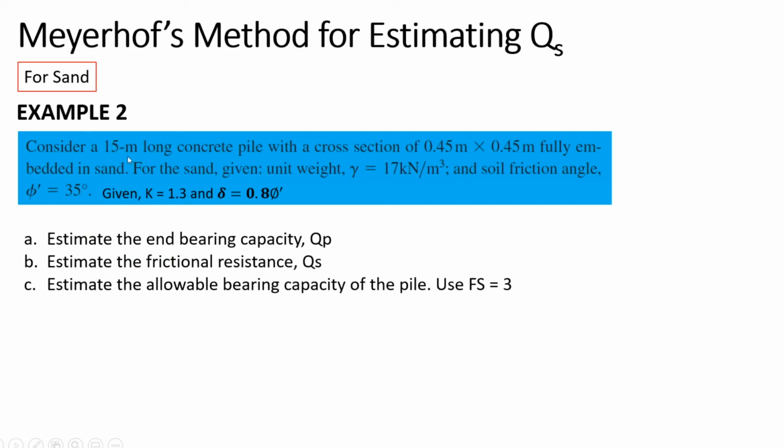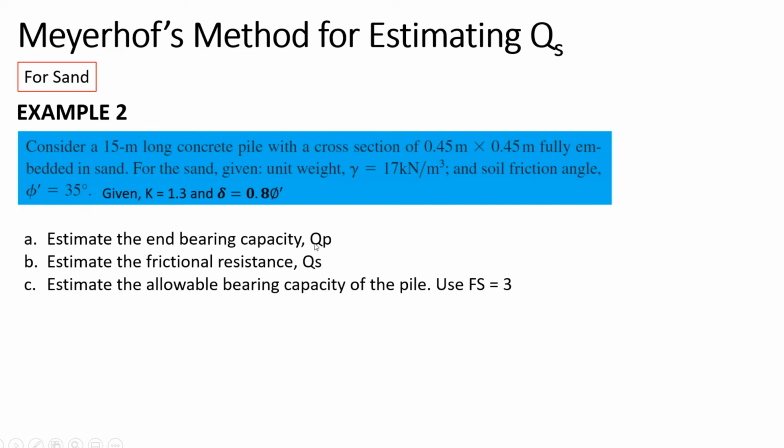So we have example number 2. Consider that we have a 15-meter long concrete pile. This is the cross section. You can see here, this is the square concrete pile, fully embedded in sand. This is the concrete pile, cross section 0.45 times 0.45 square, knowing that this is a high displacement driven pile. The unit weight is 17 kilonewton per meter cube and the angle of friction is 35. Given the coefficient is 1.3 and the delta is equivalent to 0.8 times the angle of friction.